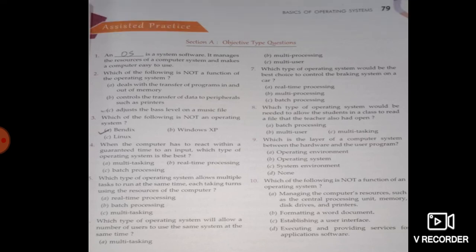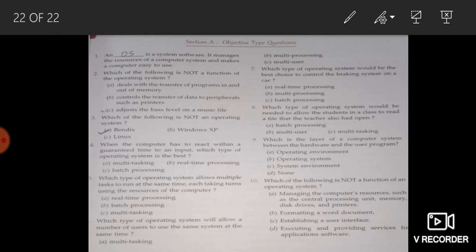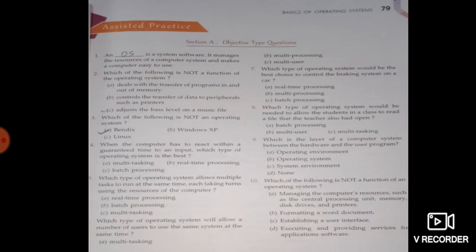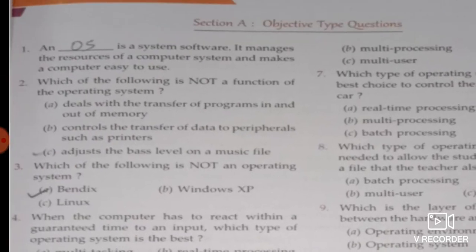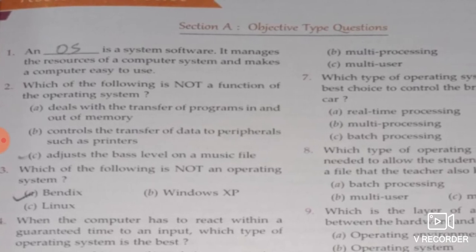Now come to the exercise part. This is the fill in the blanks part of this chapter. First, a system software that manages the resources of a computer system and makes a computer easy to use. So it's the operating system.